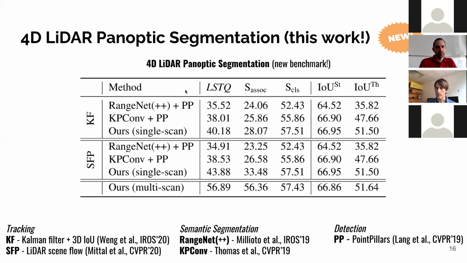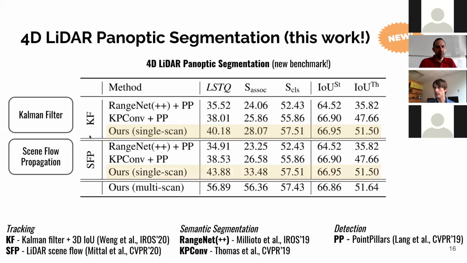Okay, so first we have two tracking-by-detection baselines. The first one is based on a Kalman filter-based 3D multi-object tracker, and this is the result that we get with our single scan variants when we use this tracking-by-detection framework. The second tracking-by-detection baseline is based on a pre-trained LiDAR scene flow method. We use a pre-trained network that estimates LiDAR scene flow, and we use it to propagate segments from one scan to another.